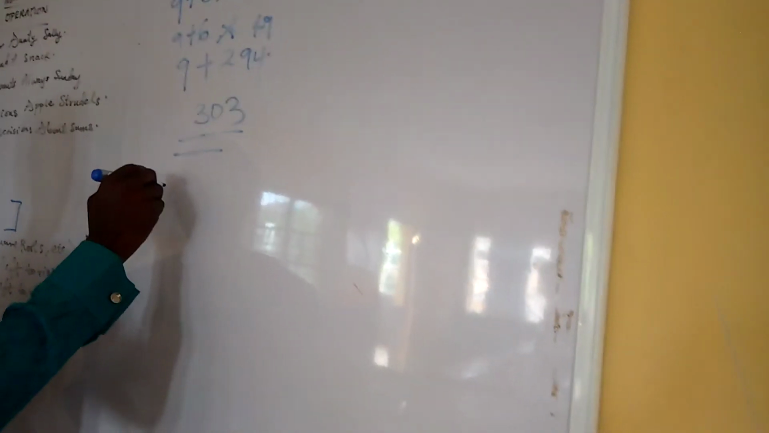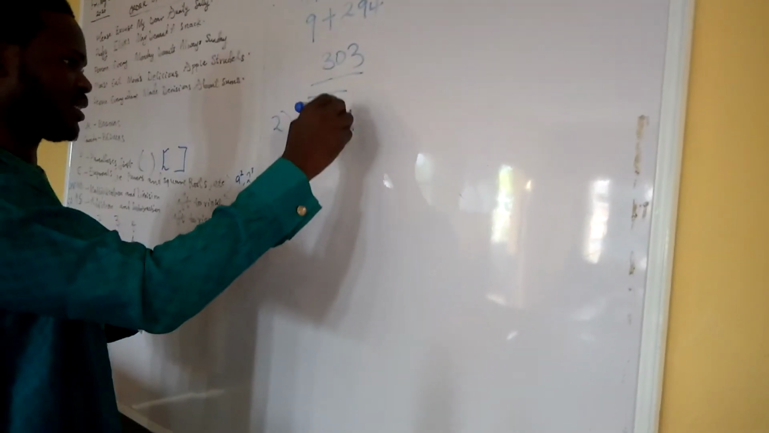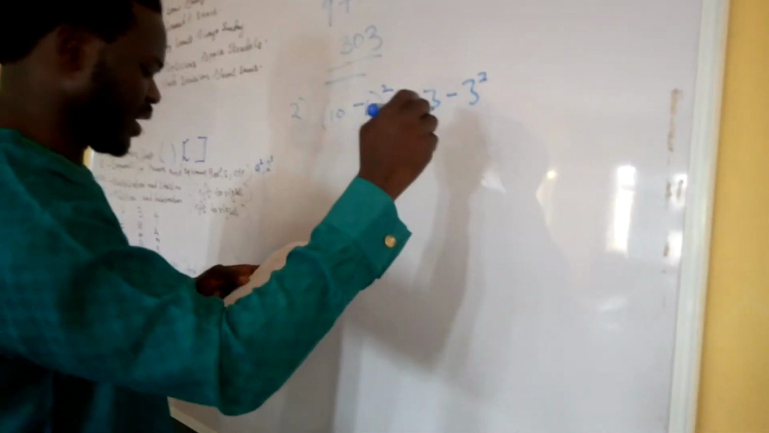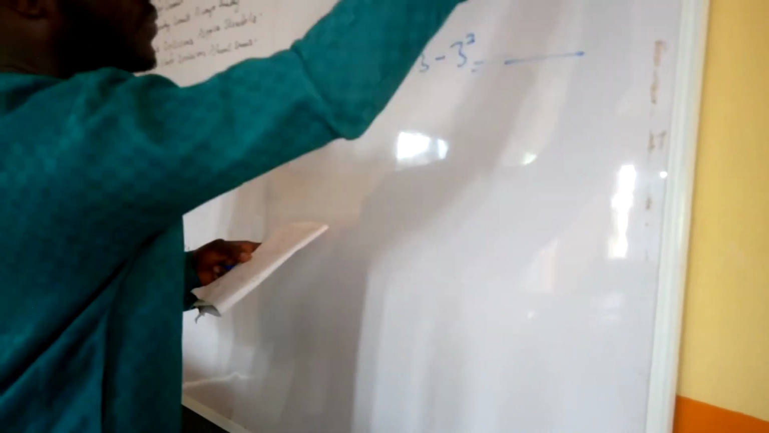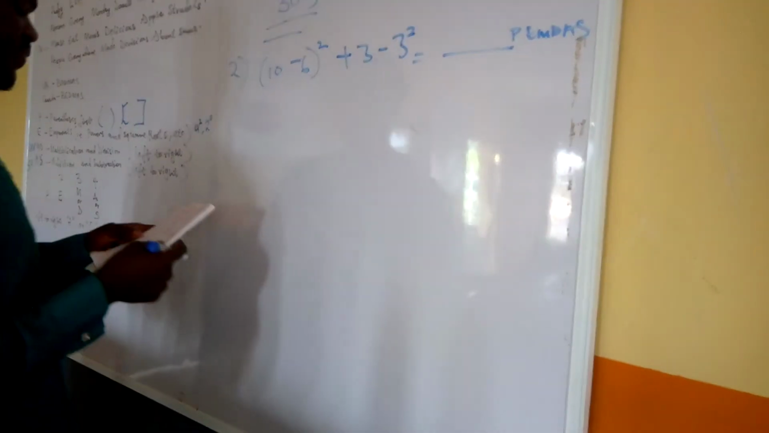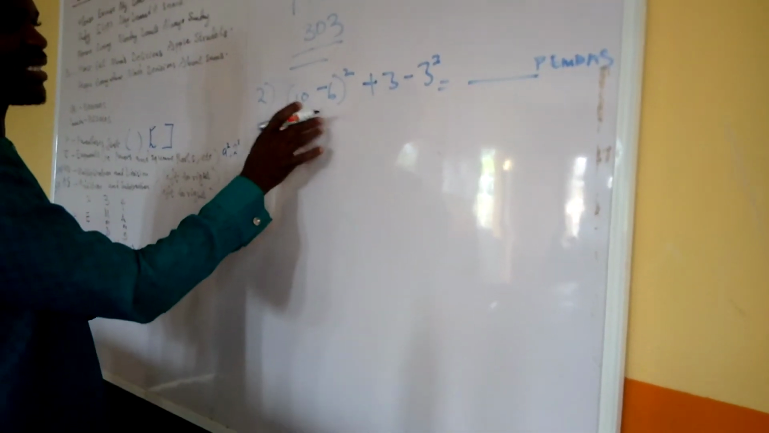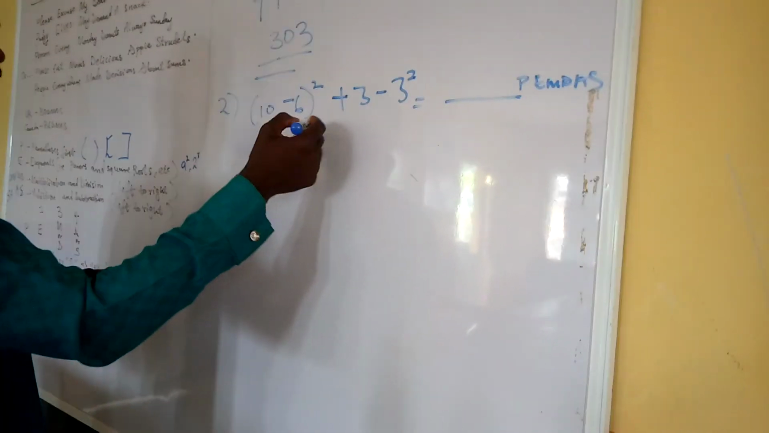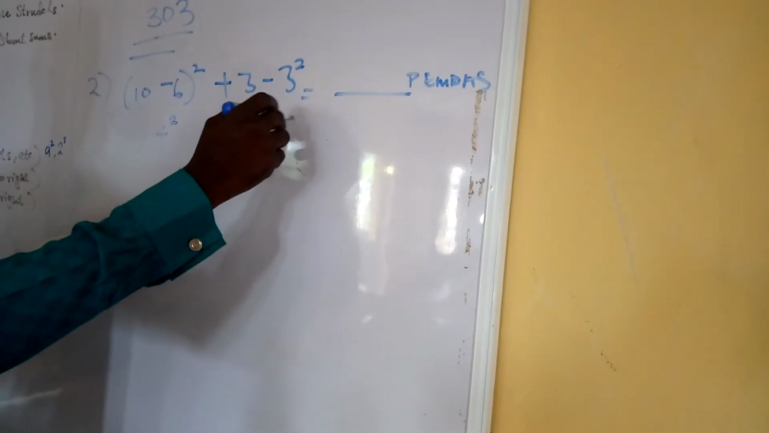Number 2 example, let me have this. This is parenthesis 10 minus 6 raised to the power 2 plus 3 minus 3 squared. Then don't forget your PEMDAS. You have to write your PEMDAS again. Now the first thing we want to do here is look at our parentheses. 10 minus 6, you have 4. Then you put your exponent, then you write everything.